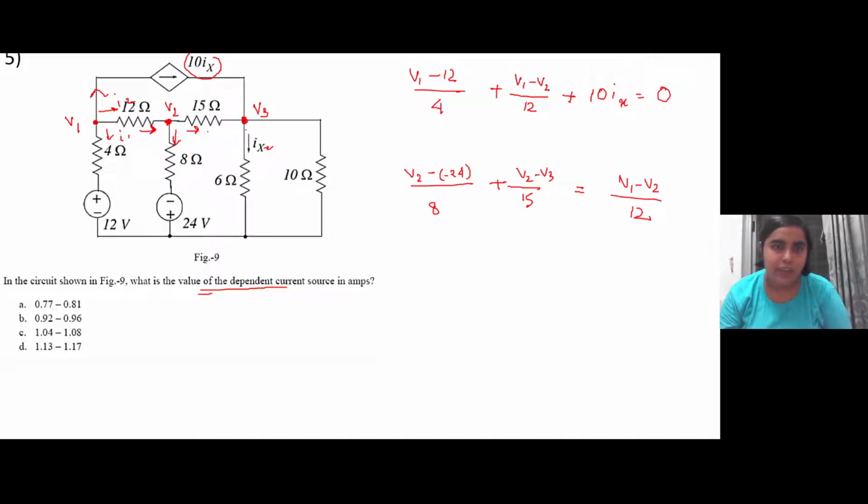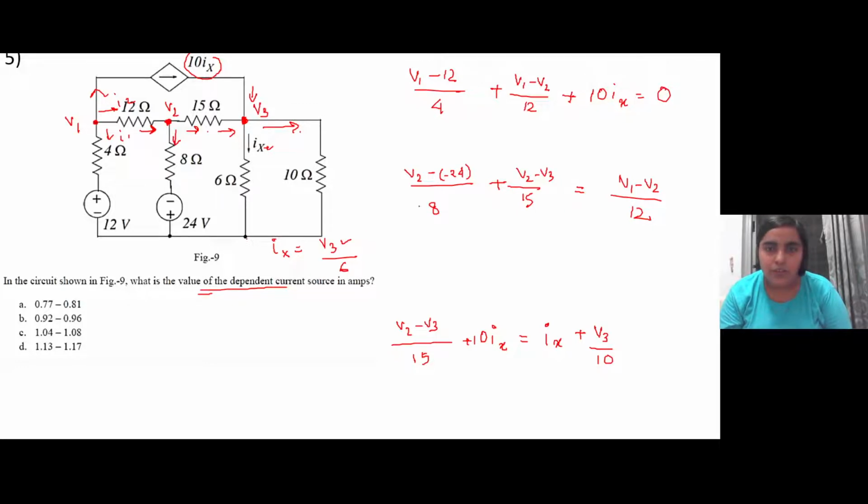Then at node 3, this particular current is coming in, this particular current is coming in, one ix current is going out through this branch. Let there be another current which is going out. So the node equation at the third node will be (V2 minus V3) by 15, and the current that is coming in is 10 ix, and the two currents that are going out are ix plus V3 by 10. Now note that this ix branch current will be equal to (V3 minus 0) by the branch resistance. So it is V3 by 6.